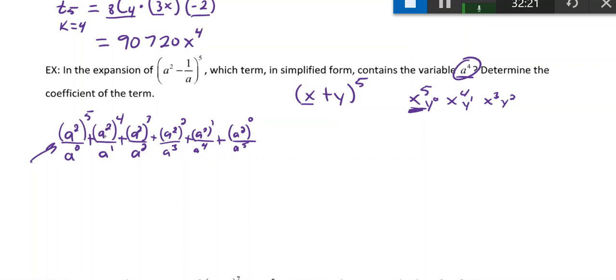So in the next one, we've got a to the power of 2 times 4 is 8 over a to the 1. Well, that would simplify down to a to the 7, so not a to the 4. Let's look at the next one. This next one seems promising. This would be a to the power of 2 times 3, which is a to the power of 6. So that's a to the power of 6 over a to the power of 2. That would simplify down to a to the power of 4. So all of that work was really just to figure out that we're after the third term.